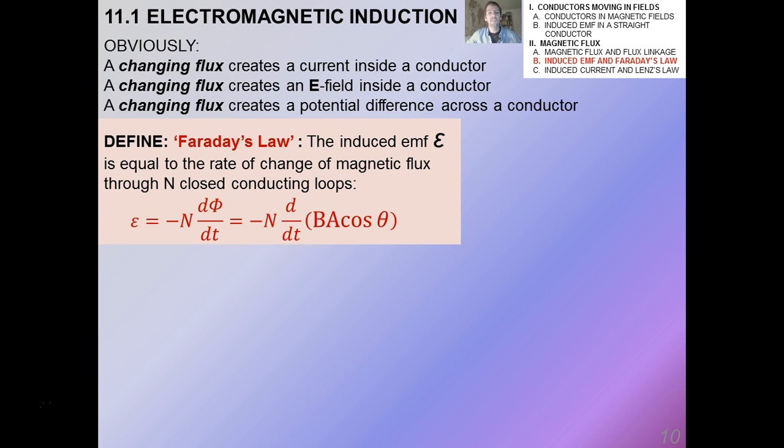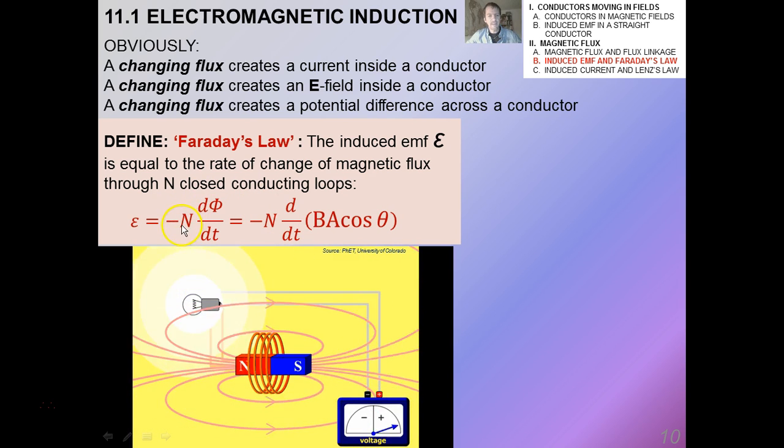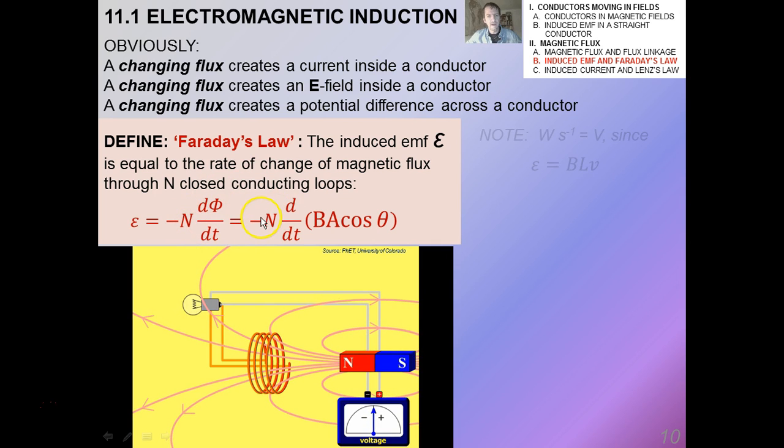And it says that the induced EMF, which is epsilon, is equal to the time rate of change of magnetic flux through enclosed conducting loops. Often n is 1, okay? So it's dΦ/dt. As we saw last time, Φ is B A cosine theta, so it's d/dt of that quantity. There's a negative sign, which is actually important, but we're not going to worry about it right now, okay?